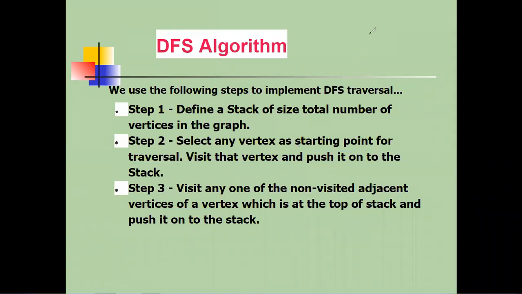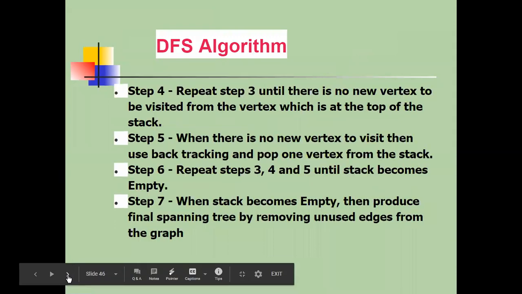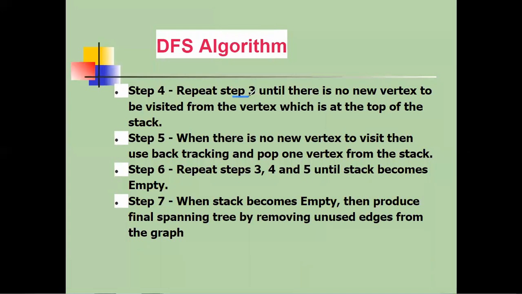Okay, the next step we'll see what exactly we have to perform. Step 4 is repeat step 3 until there is no new vertex to be visited from the vertex. Means these steps we have to repeat. We have to visit the starting vertex and put it into the stack. Again we need to check the adjacent of that vertex, whether it is not visited, and again push it into the stack. Then step 5, when there is no new vertex to visit, use backtracking and pop one vertex from the stack.